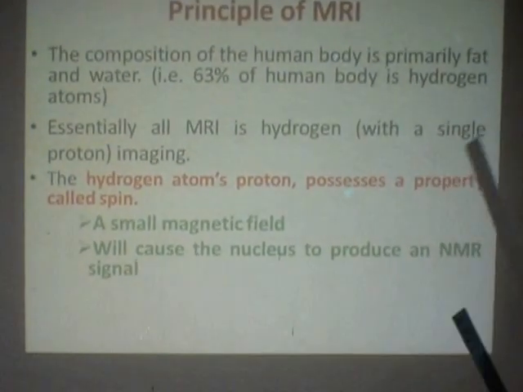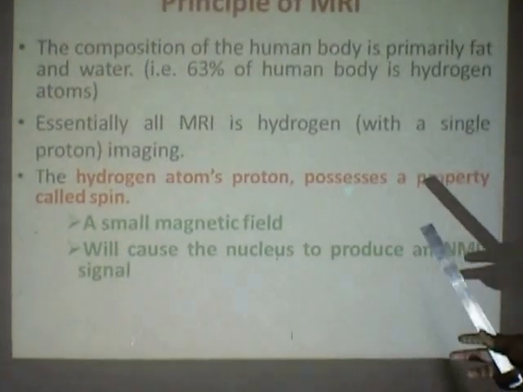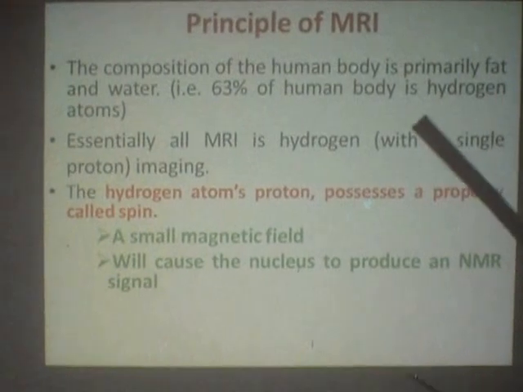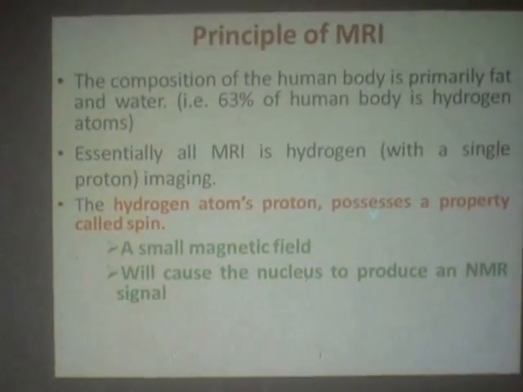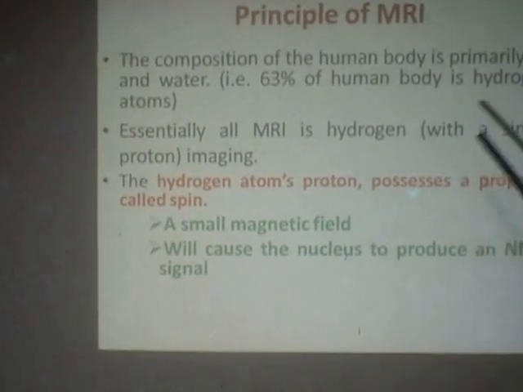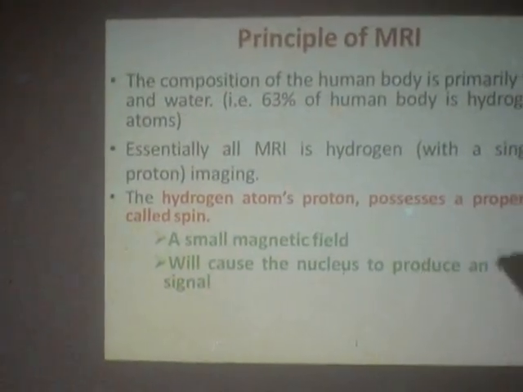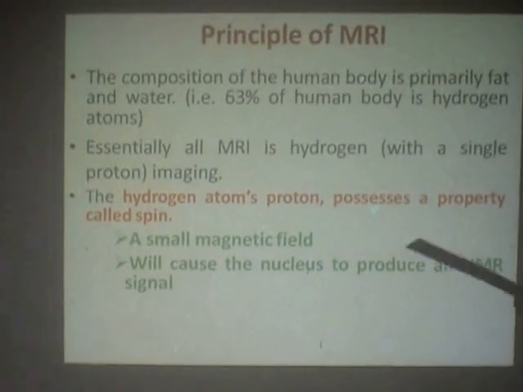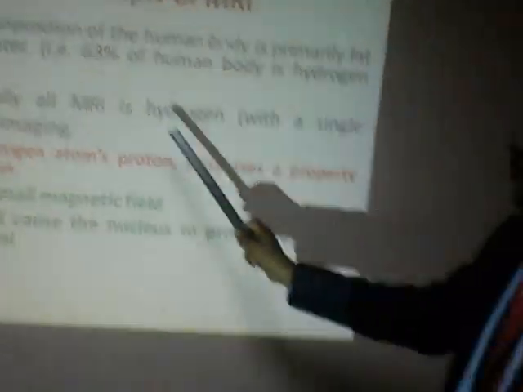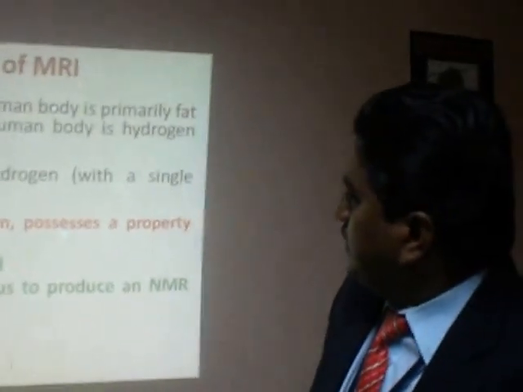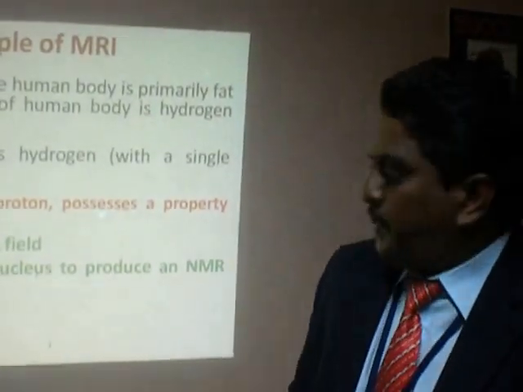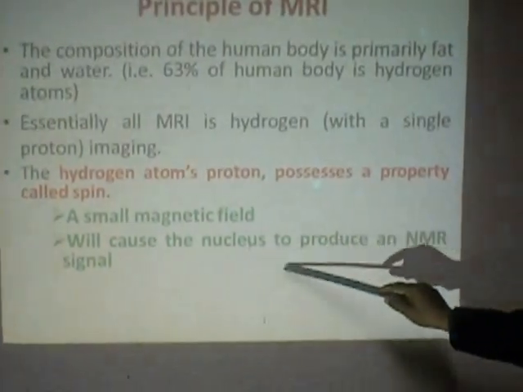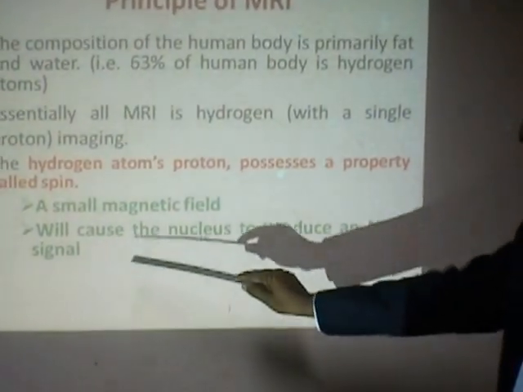Now we will move to the in-depth operation of the MRI. First let us move into the principle of the MRI. Normally the composition of the human body is fat and water. That is, 63% of the human body is hydrogen atoms. Essentially all MRI is hydrogen imaging. Also, the hydrogen nucleus is a single proton. The hydrogen atom proton possesses a property called spin. The spin is a small magnetic field that will cause the nucleus to produce an NMR signal.